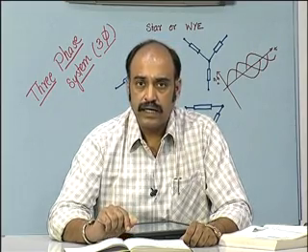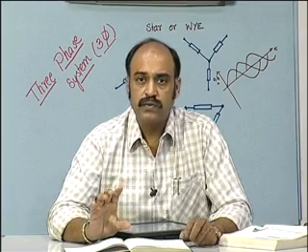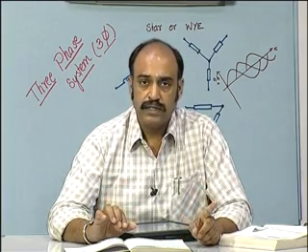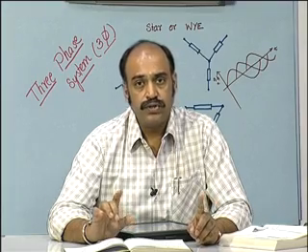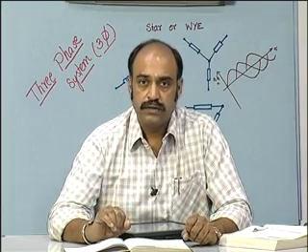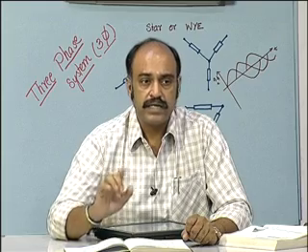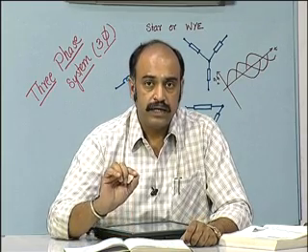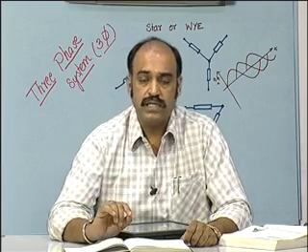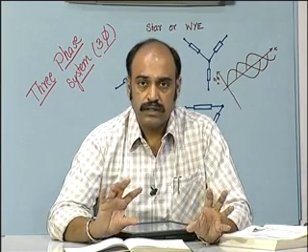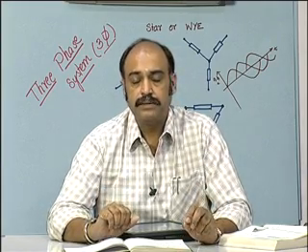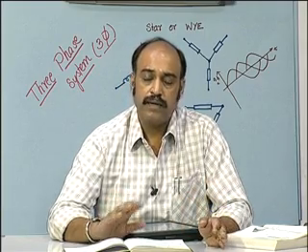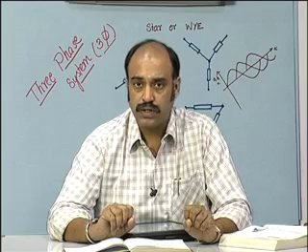In the case of the delta, the line voltage and the phase voltage are the same, and in the case of the star, the line voltage is equal to √3 times the phase voltage. In the case of the star, the line currents and the phase currents are the same. In the case of the delta, the line current is √3 times the phase current. So, these are the 2 important voltage and current relationships between the line side parameters and the phase side parameters of the 2 circuits.